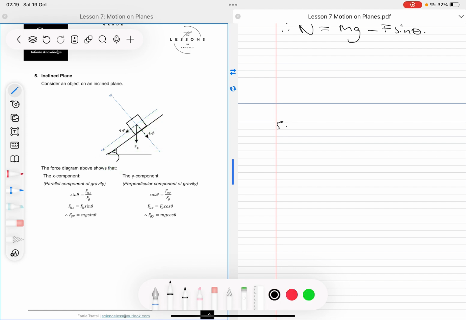Let me use a pen to write this one. The angle here will be theta. Now, if we have a box that is on this surface, as usual, the force of gravity, we know and defined it in lesson 4, I think it was lesson 4, that it always points vertically downwards. The earth always pulls any object towards its center, right? So this will be our Fg.